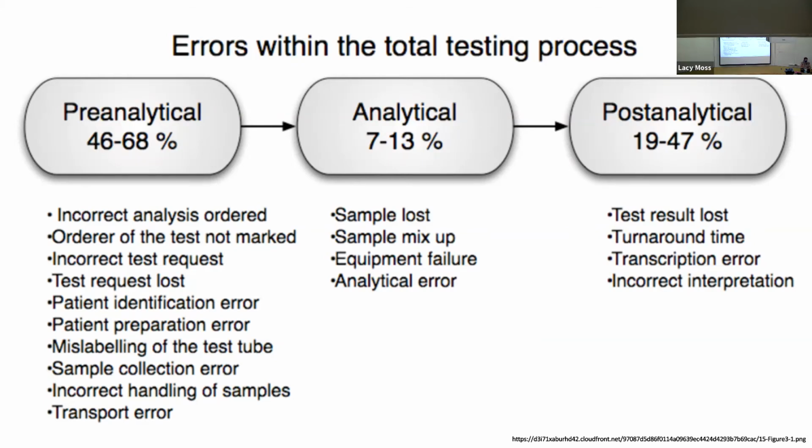And then analytical error is about 7 to 13%, which is the lowest one. So I'm like, kudos to us. We did a great job. This is sample mix-ups, equipment failures, you don't catch a failed QC kind of thing. And then post-analytical, the test result got lost in the ether, got transcribed incorrectly. So some of these manual methods where you're physically putting the result into the computer, there are chances for error there.